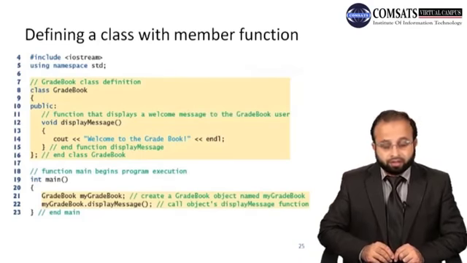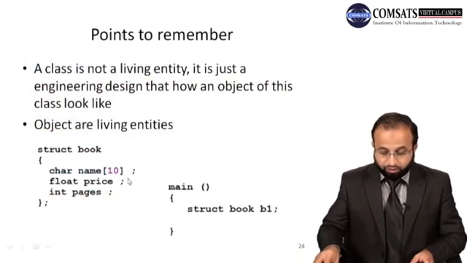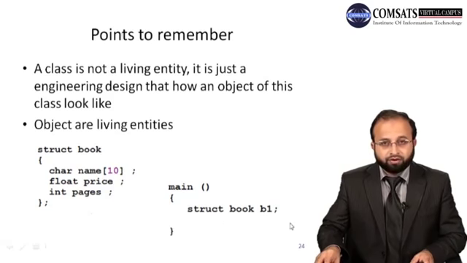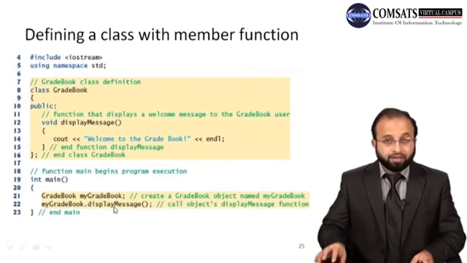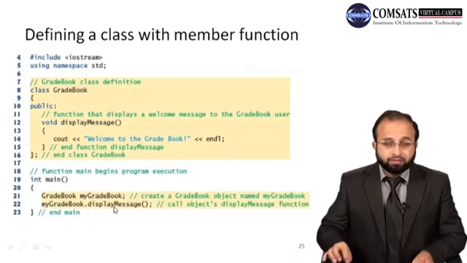With the object you write object dot, same as when you access a field of a structure. For example, in the previous example, if you want to access pages, you can write b1.pages = 165; so the value 165 will be assigned to the pages field of the b1 object, right? Now, if you write my gradbook dot display message, you are calling the display message function of an object whose name is my gradbook.